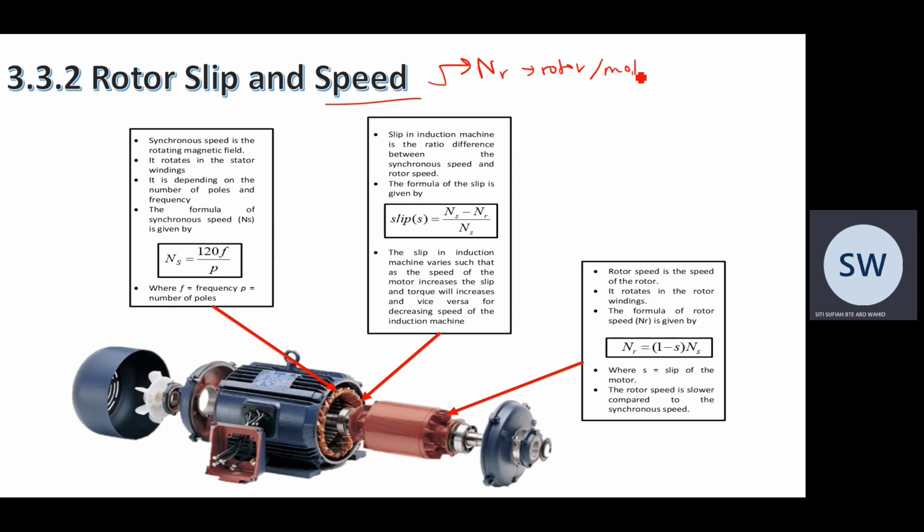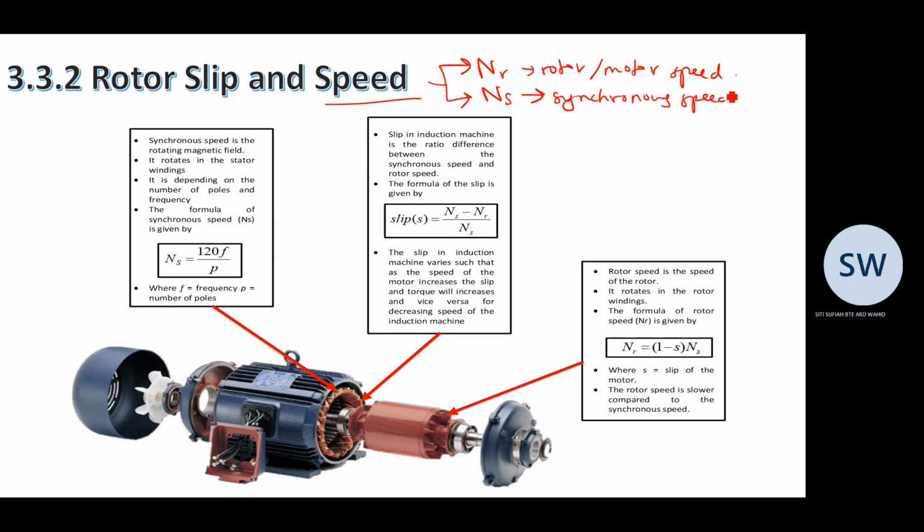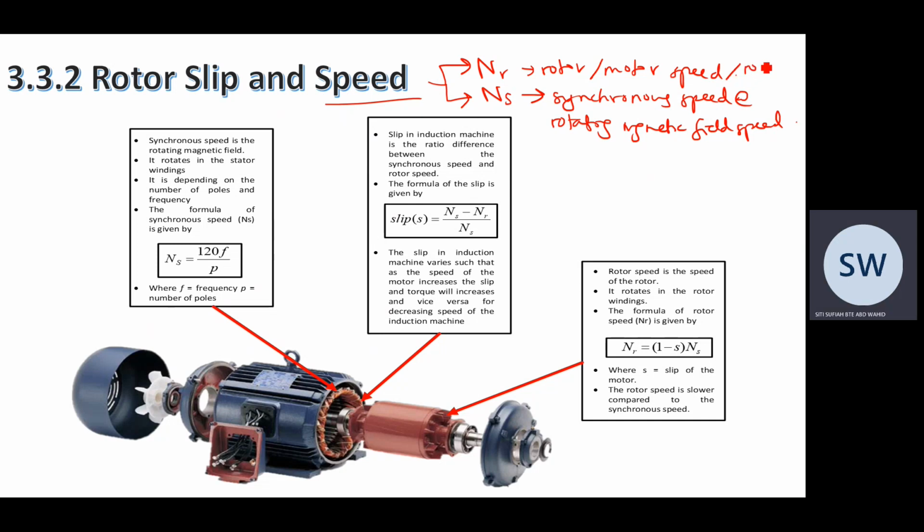Rotor or motor speed, NR, that is the speed of your rotating rotor. Okay. You also have NS, synchronous speed, or rotating magnetic field speed. This one is for rotor speed. Rotor speed or rotating rotor speed.